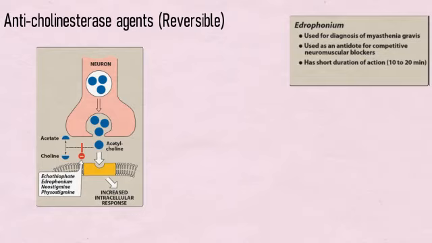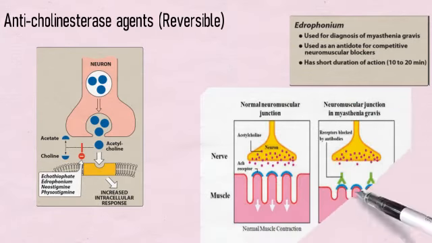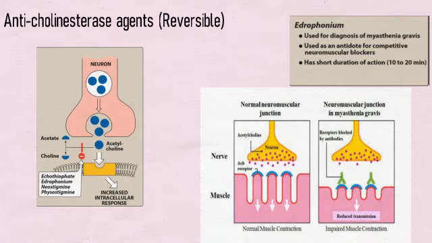We have edrophonium. Edrophonium is actually the prototype acetylcholine esterase inhibitor drug, and it is short acting. It acts for a short duration, only 10 to 20 minutes, and it is used for the diagnosis of myasthenia gravis. Now, what is myasthenia gravis?